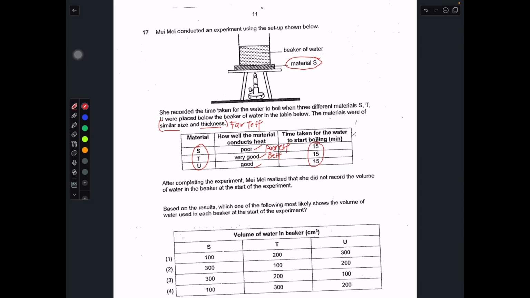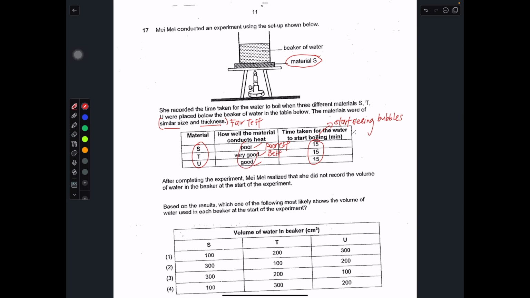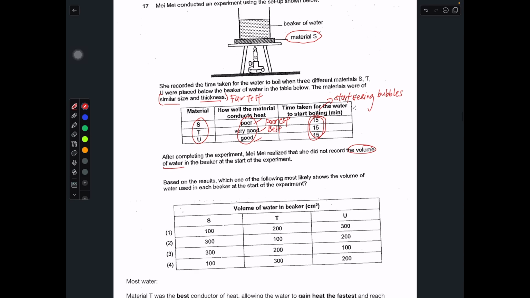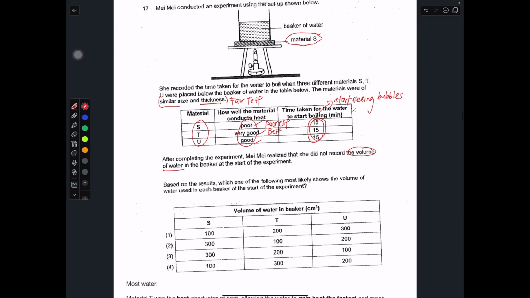But look at the amount of time they take to boil the water, when you start seeing bubbles. Okay. They took the same amount of time. So you see different conductors, but they took the same amount of time. It probably tells you something. After completing the experiment, she realized she did not record the volume of the water in the beaker. So the volume of water is not the same. Naturally, if you have less water, it will boil faster. More water boils slower. Because if you have more mass of water, you need more heat to reach the boiling point, or when you start to see the bubbles.